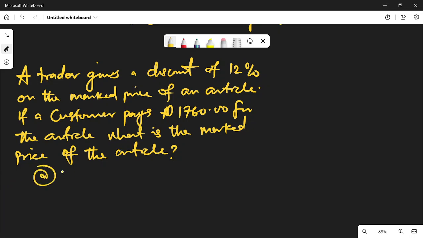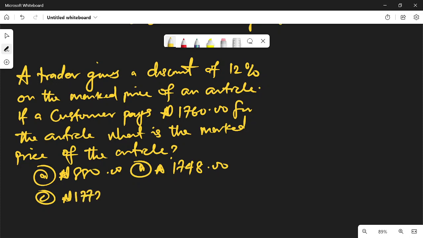A, you have 88 naira. B, you have 1,748 naira. C, you have 1,772 naira. And D, you have 2,000 naira. So, how do you know what the marked price is?